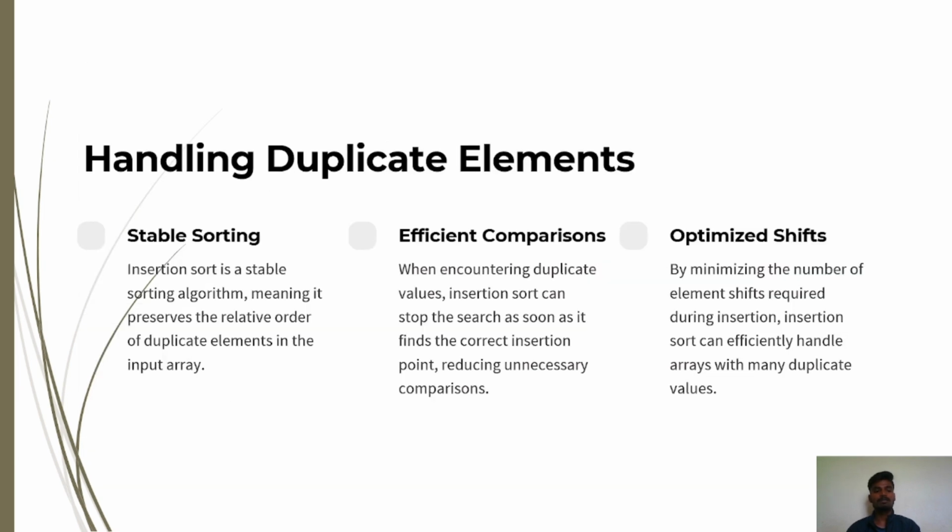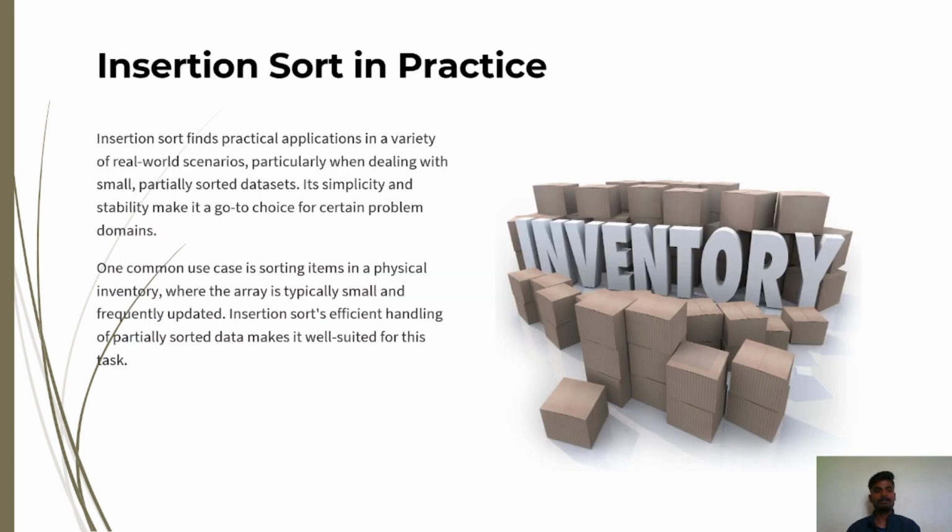Handling duplicate elements. Stable sorting. Insertion sort is a stable sorting algorithm, meaning it preserves the relative order of duplicate elements in the input array. Efficient comparisons. When encountering duplicate values, insertion sort can stop the search as soon as it finds the correct insertion point, reducing unnecessary comparisons. Optimize shift. By minimizing the number of element shifts required during insertion, insertion sort can efficiently handle arrays with many duplicate values.